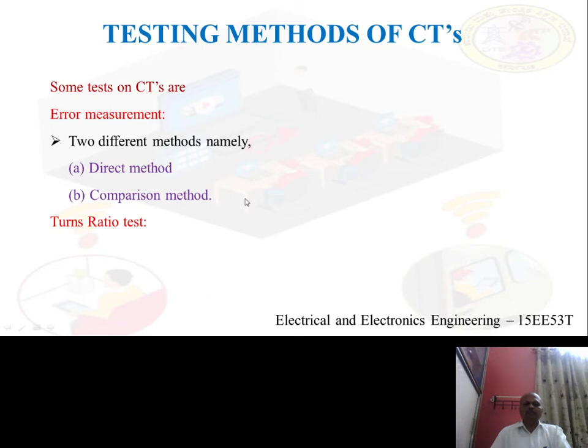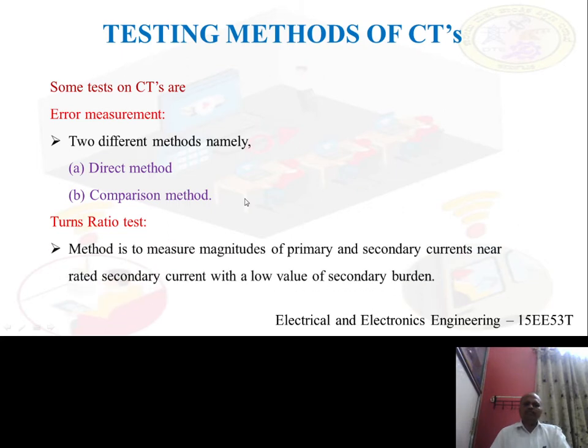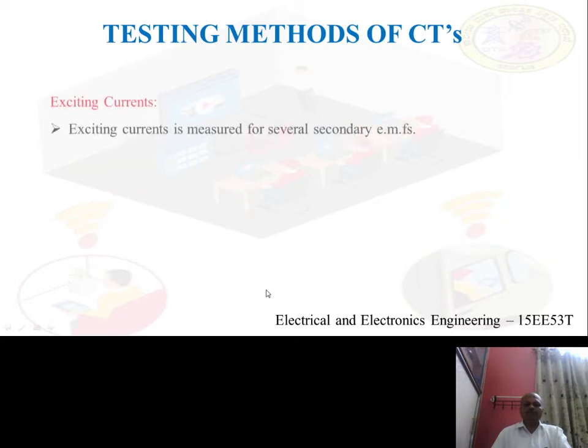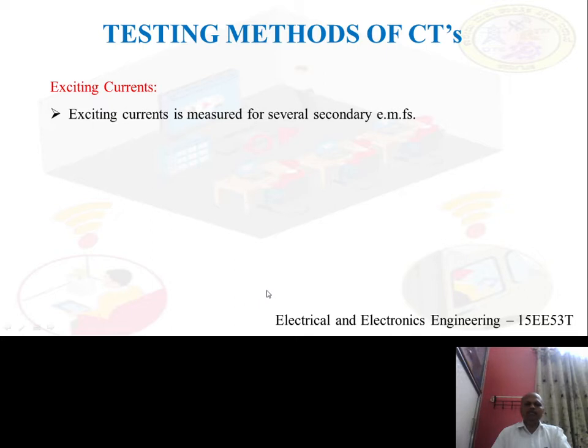Second test method is turns ratio test. In this method, supply is connected to the primary and magnitudes of primary and secondary currents are measured to ascertain the ratio of CT. Next method is exciting currents. By applying voltage to secondary winding, primary winding is kept open. Exciting currents are measured for several EMFs.